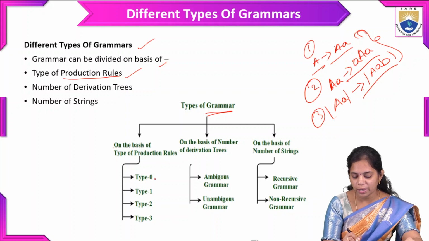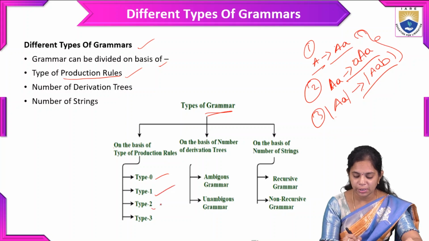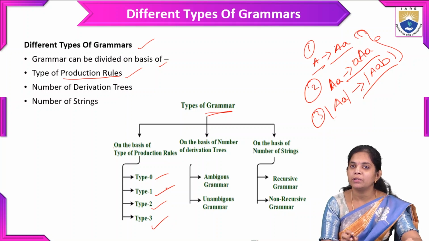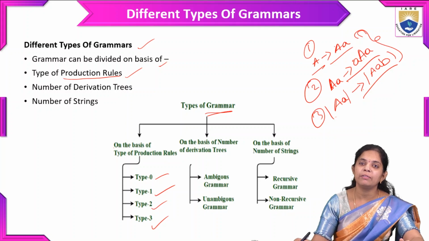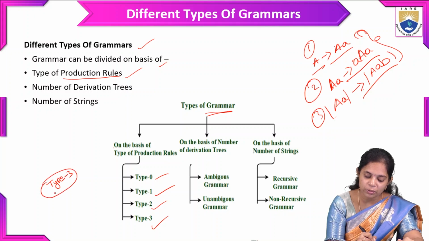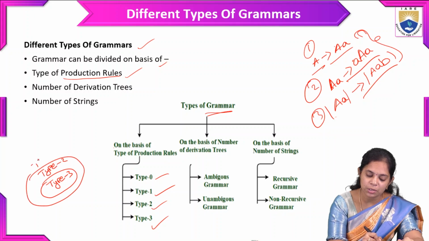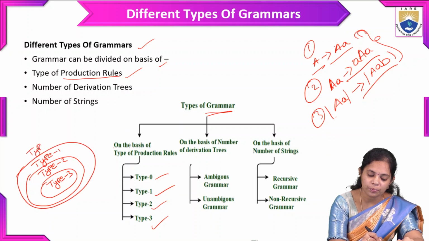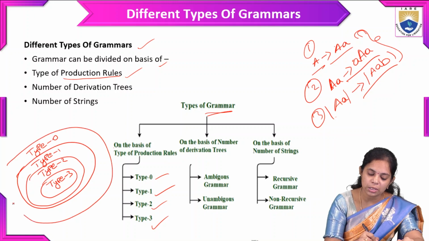In production rules we have different types: type 0, type 1, type 2 and type 3. We already discussed these in the Chomsky hierarchy in the previous video, so let me briefly discuss them. Type 3 is a subset of type 2, type 2 is a subset of type 1, and type 1 is a subset of type 0. So these are the types of grammar.